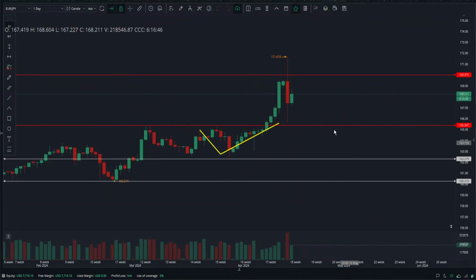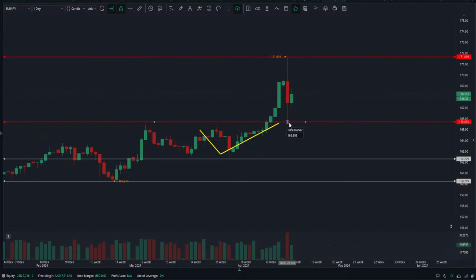Euro JPY, something like USD JPY here. 169.97 was the previous level. Now it has been shifted to 171.61, and on the downside I think this candle's low should be seen as a selling opportunity. If the price goes below this, then it's a sell.